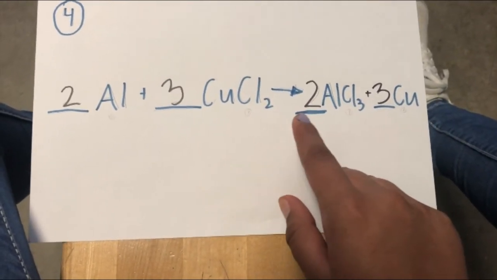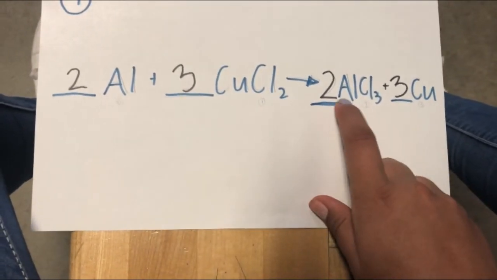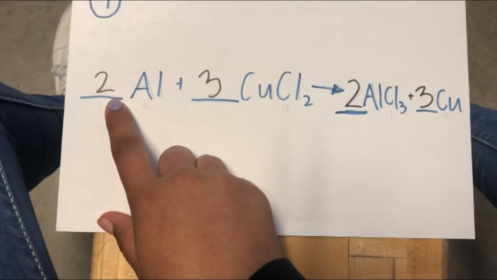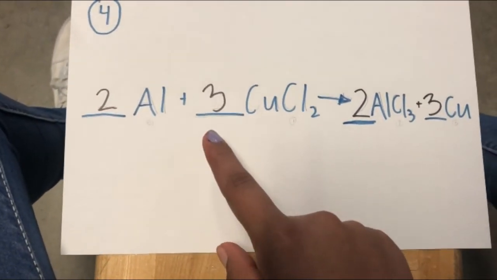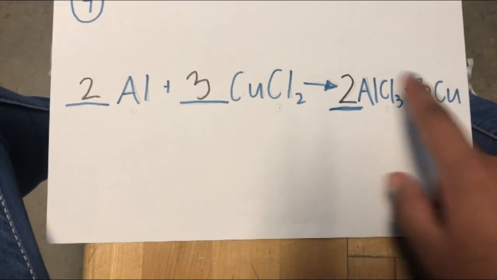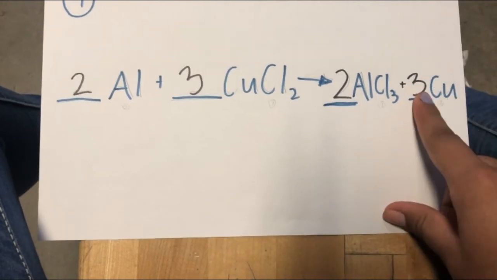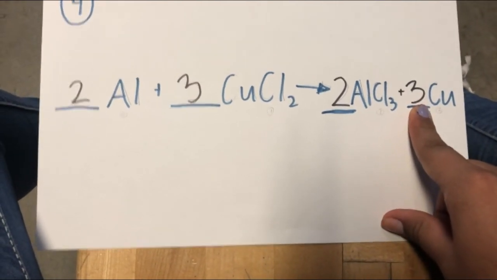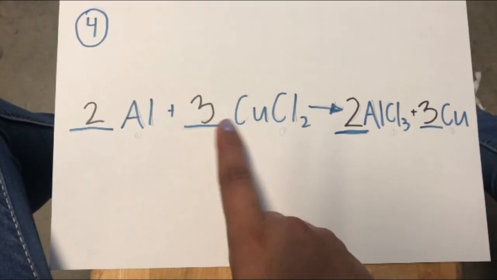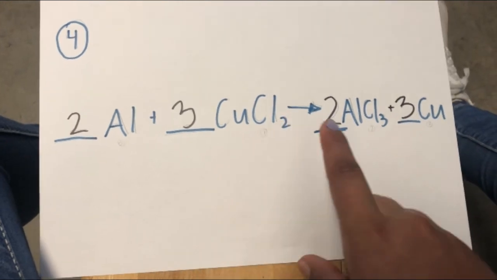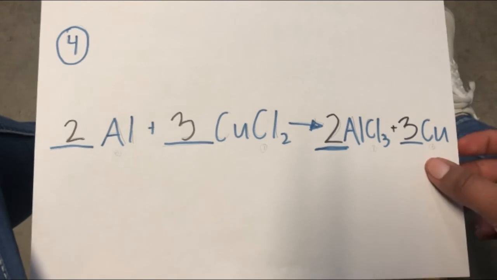Then you have to balance out the Al's. Because you have a 2 here as a coefficient, you need to have a 2 here. So now you have them balanced on both sides. Then once you have that, you want to balance out the Cu, because you have a 3 in front of the Cu here. You want to have a 3 as a coefficient here as well. This would balance out the whole equation, and you have 2Al plus 3CuCl2 goes to 2AlCl3 plus 3Cu. The end.